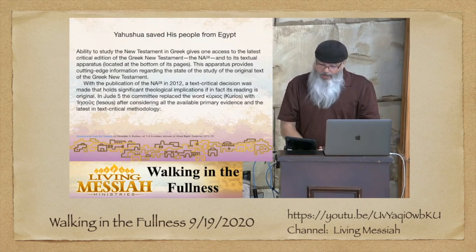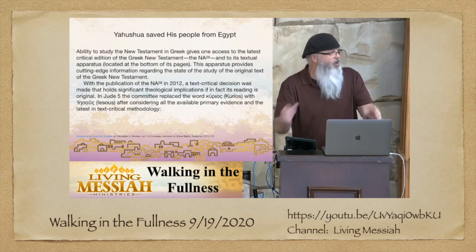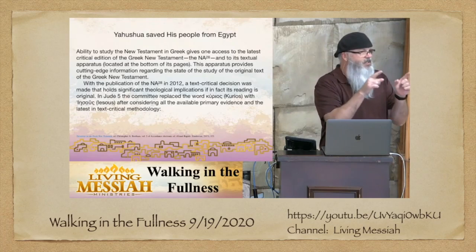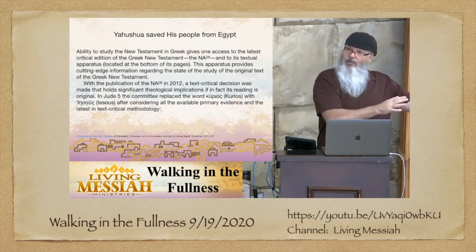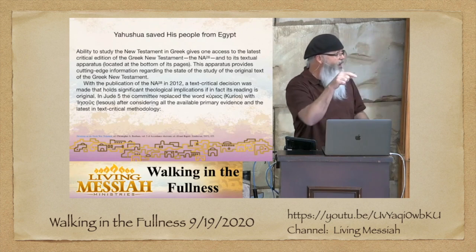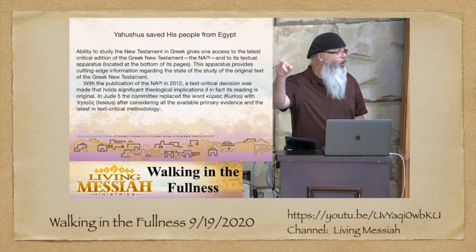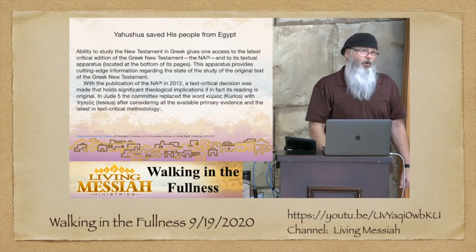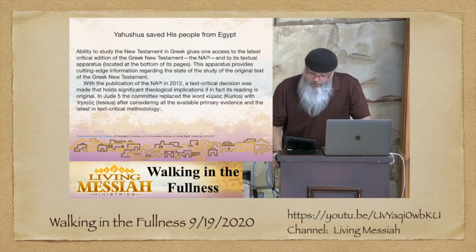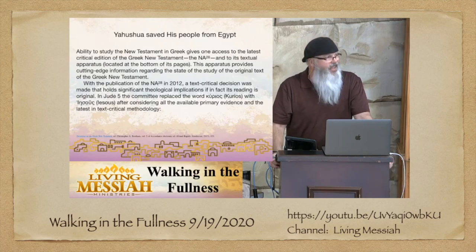If in fact its reading is original in Jude 5, the committee replaced the word kurios, which in the New Testament everywhere you see Lord, it's this Greek word kurios. Now that word kurios in the Septuagint of the Old Testament, everywhere you see yod vav, that's kurios in Greek. So every time they called Yeshua Lord, they're using the same Greek word that they referred to yod vav as, kurios. Same word. But what they did here is they made an interesting change. In Jude 5, the committee replaced the word kurios with the word Iesus.